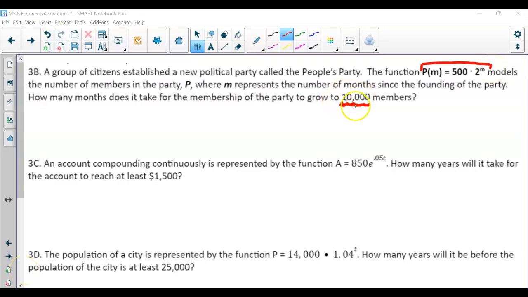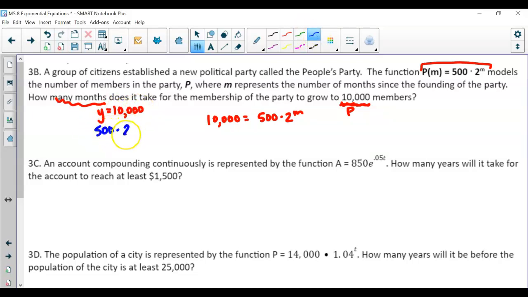So let's see here. 10,000 represents the number of members. It's asking for how many months. So that is your time, M for months. So you should have set this up for your P. So here we've got 10,000 is equal to 500 times 2 to the M. So again, if you wanted to practice in Desmos, you would type in one line, y is equal to 10,000. And then in the other, you would put 500 times 2 to the x, and then see where they cross each other. So now here, we're going to go through and solve this algebraically.